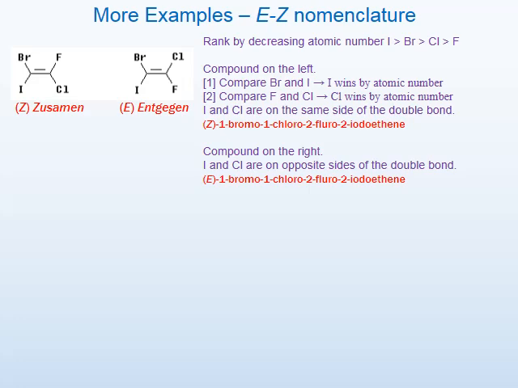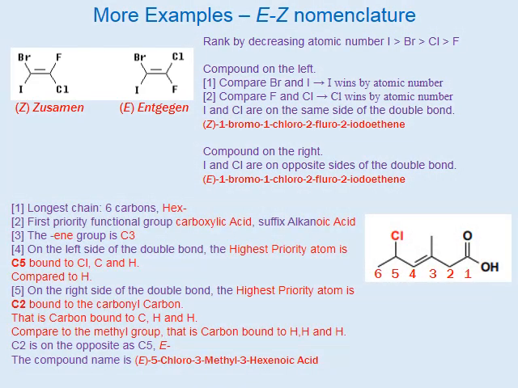For the compound on the right, iodine and chlorine are on opposite sides of the double bond. The configuration is entgegen, and the compound name is E-1-bromo-1-chloro-2-fluoro-2-iodoethene.